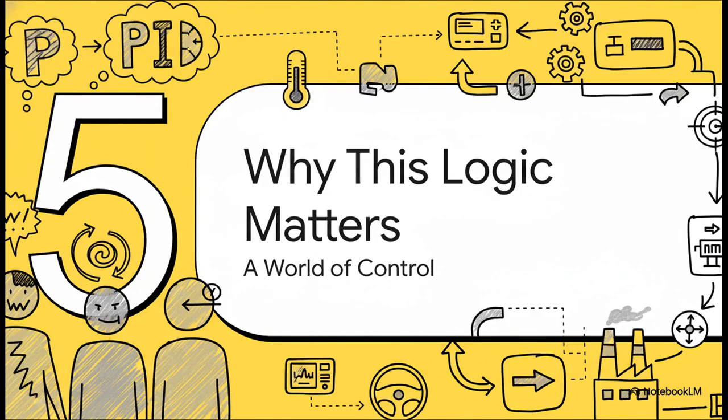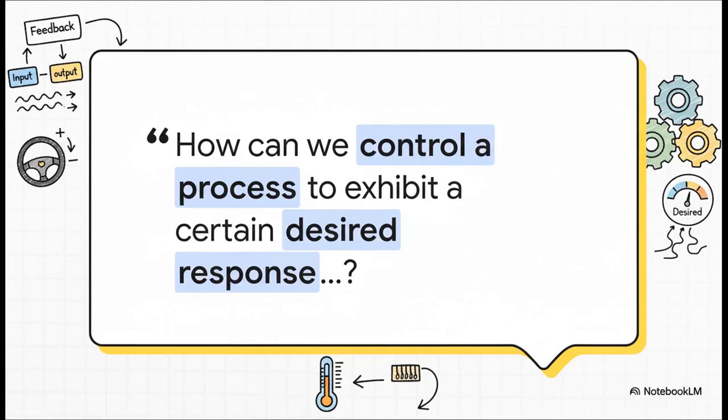So we've met our three personalities: the reactive P, the remembering PI, and the predictive PID. Now let's zoom back out and ask the big question: why is any of this so important? Because it all comes back to this one fundamental question from our source material. This is the core challenge of modern engineering. In a world that's filled with unpredictable changes, how do we build systems that actually behave the way we want them to? The answer is feedback control.